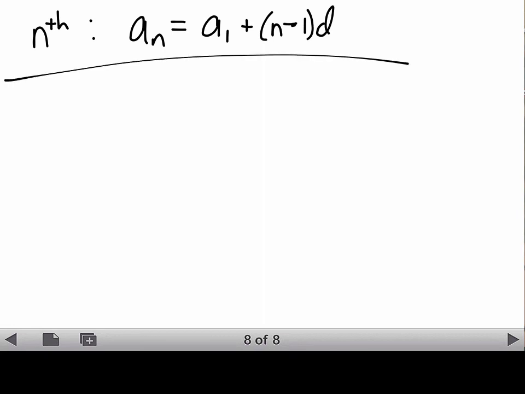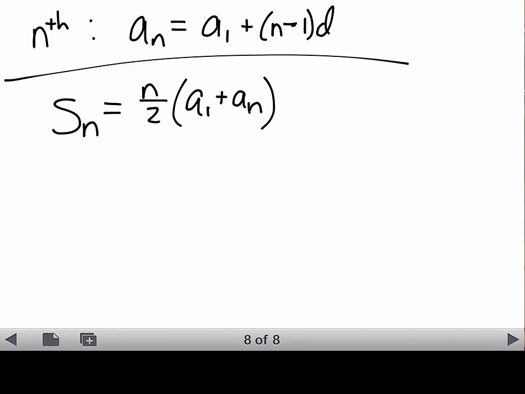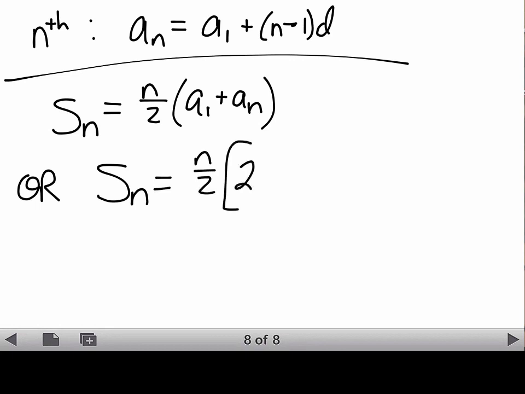The sum of an arithmetic series has two formulas. S sub n is equal to n over 2 times the quantity of a sub 1 plus a sub n. That's if you happen to know the last term. Or S sub n is equal to n over 2 times 2 times a sub 1 plus n minus 1 times d. That's the one you might use if you don't know explicitly what the last term is. And this wraps up arithmetic sequences and series.